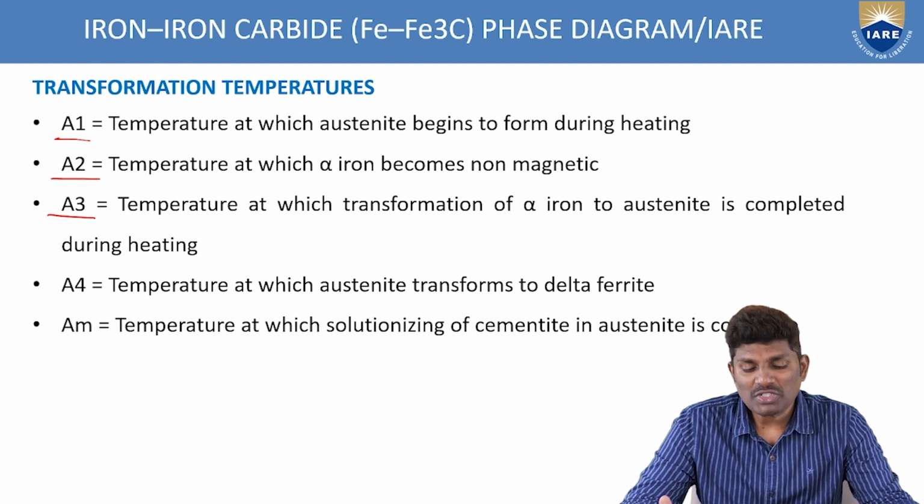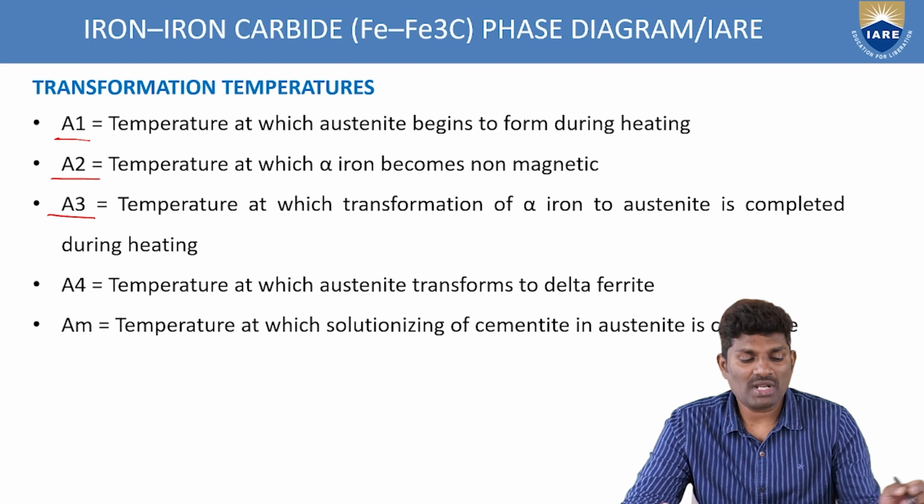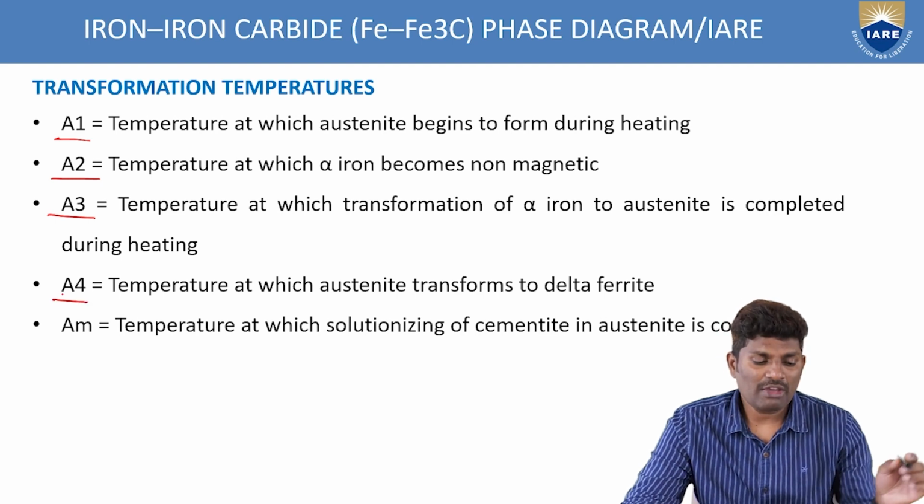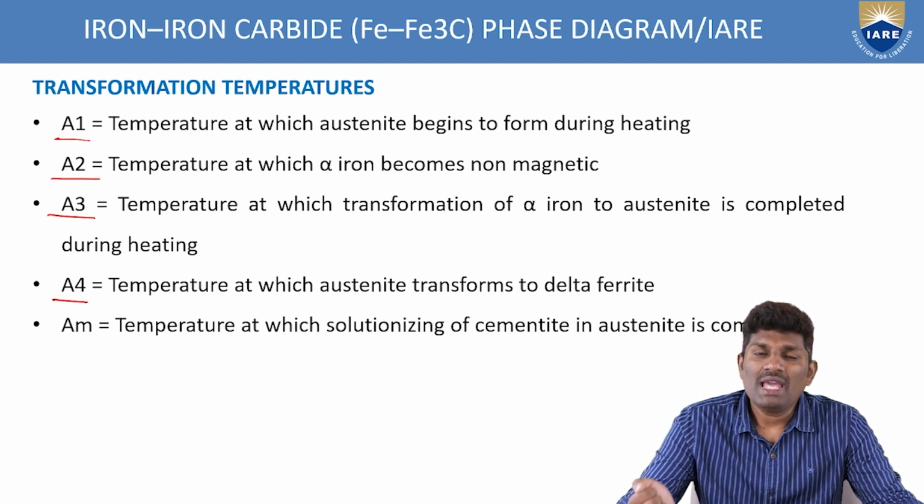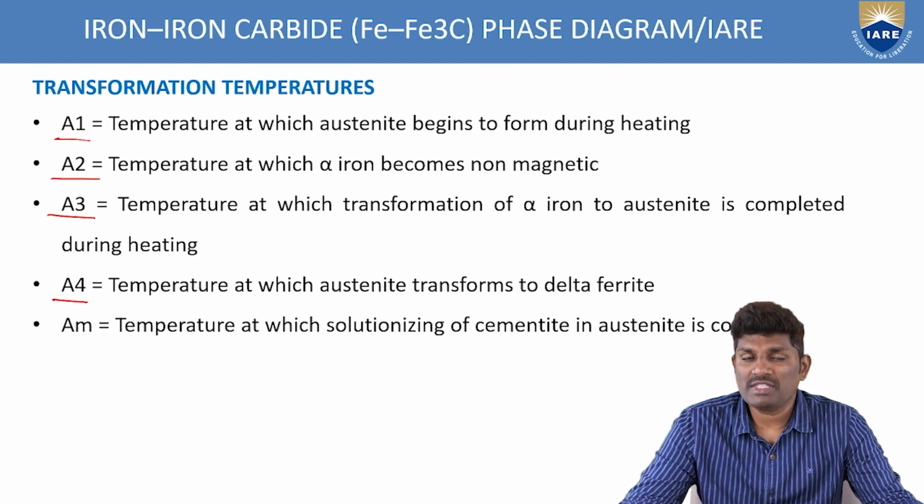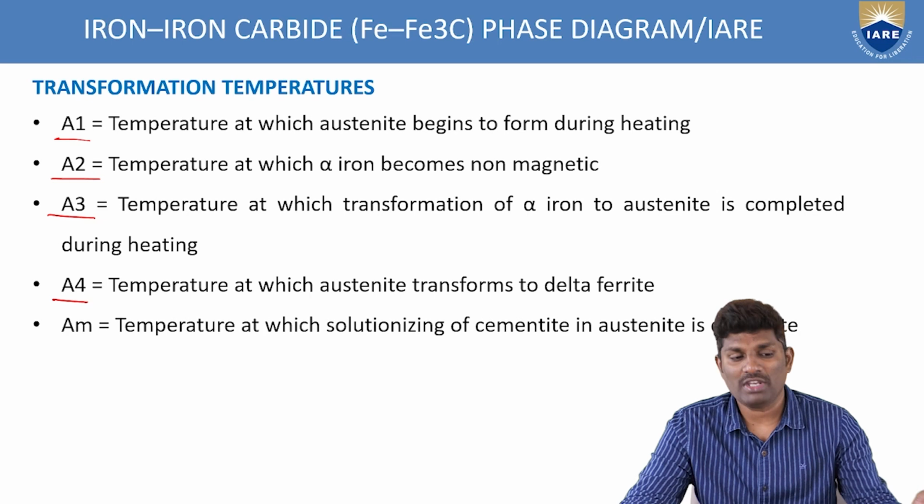There is a transformation of the alpha iron into austenite. Then this temperature is called A3. And the last one, A4, is the temperature at which the austenite transforms to delta ferrite. So all these temperatures, A1, A2, A3, everything, we are getting the values or the information from the help of the phase diagram. That's why the phase diagrams are very, very important.